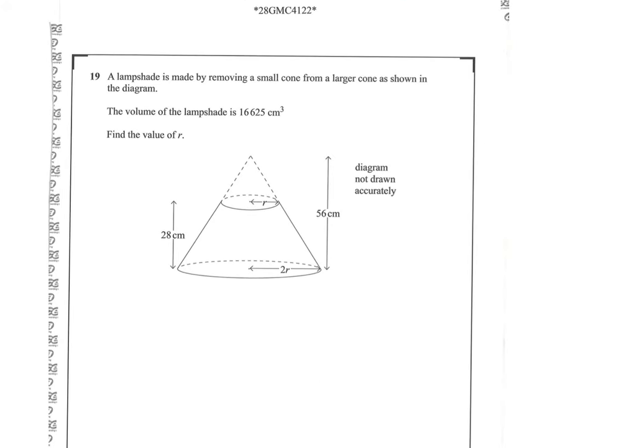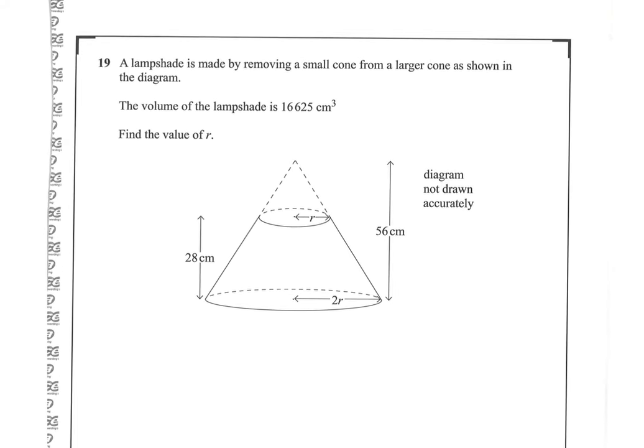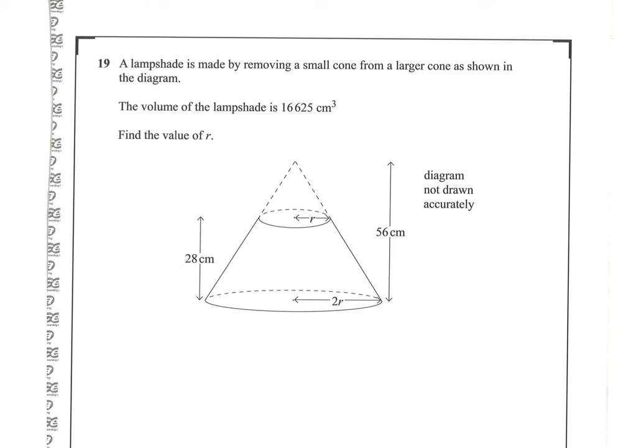Okay, this one is a very, very nice question, but I know a couple of people had said to me after the exam about this one. It's actually a very, very nice question, as nice a frustum question as we're going to get, really. We've got a lampshade is made by removing a small cone from a larger cone, as shown in the diagram. The volume of a frustum basically is when you've got a big cone, and then you chop off a smaller bit of the cone, so you chop off the pointy end, basically. That's how you create a frustum.